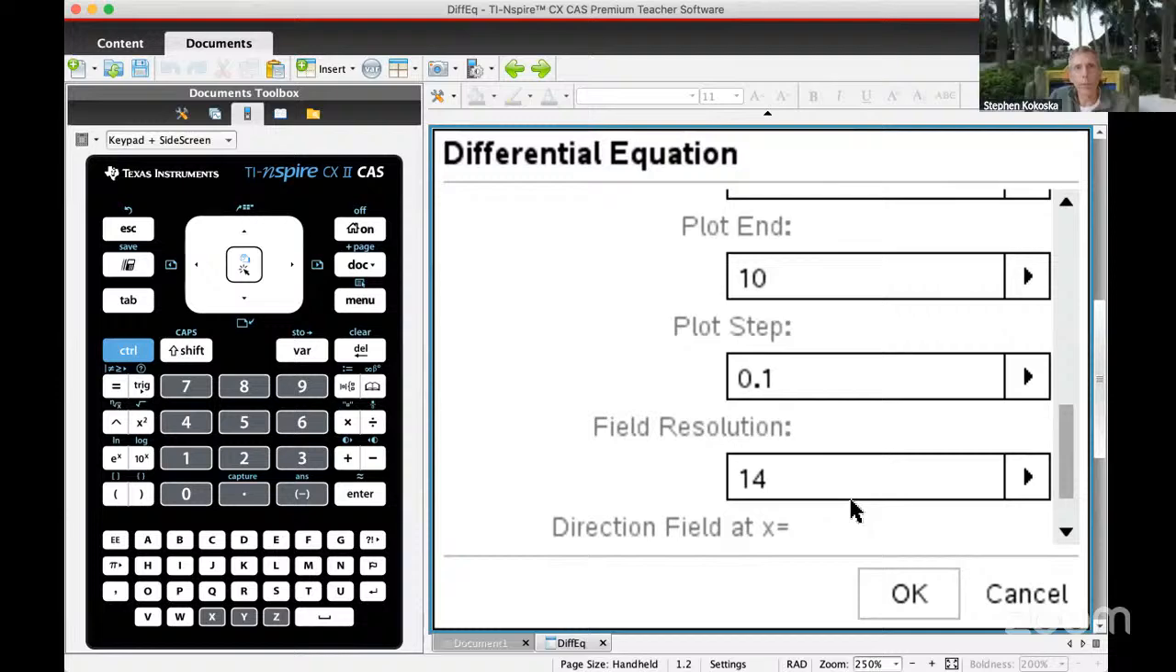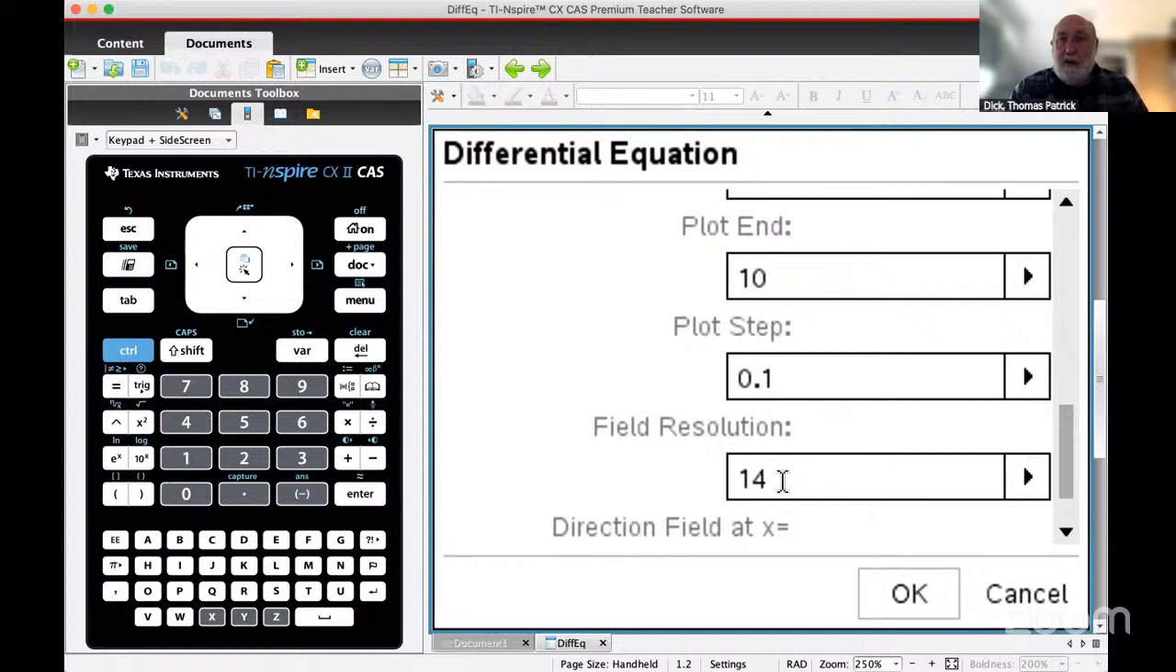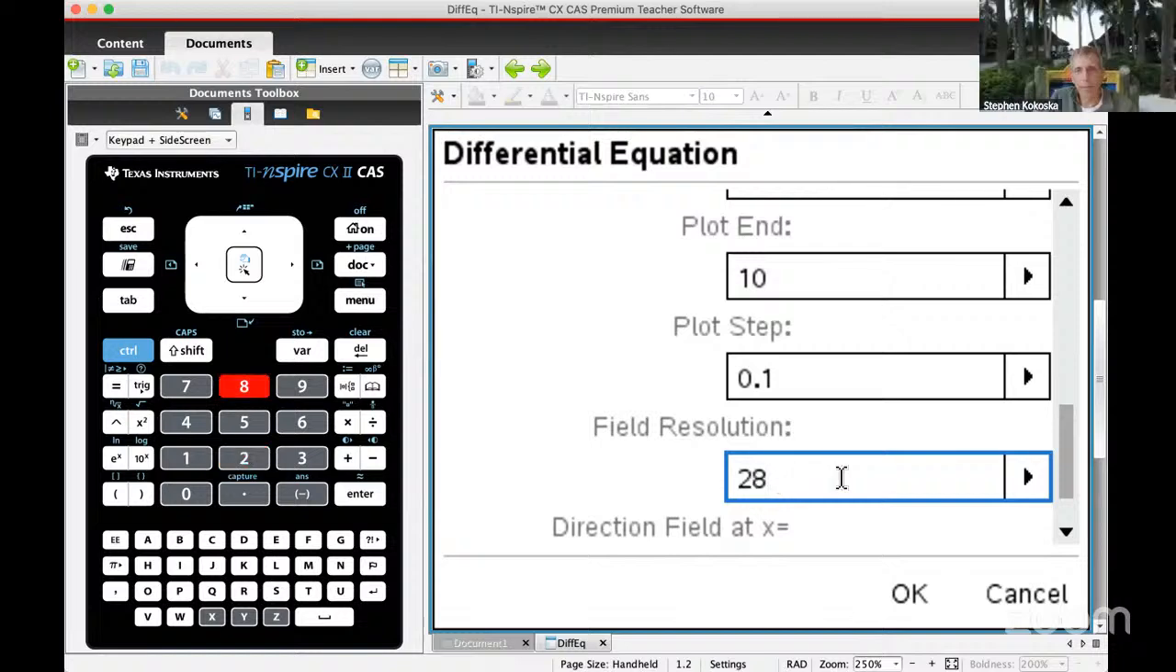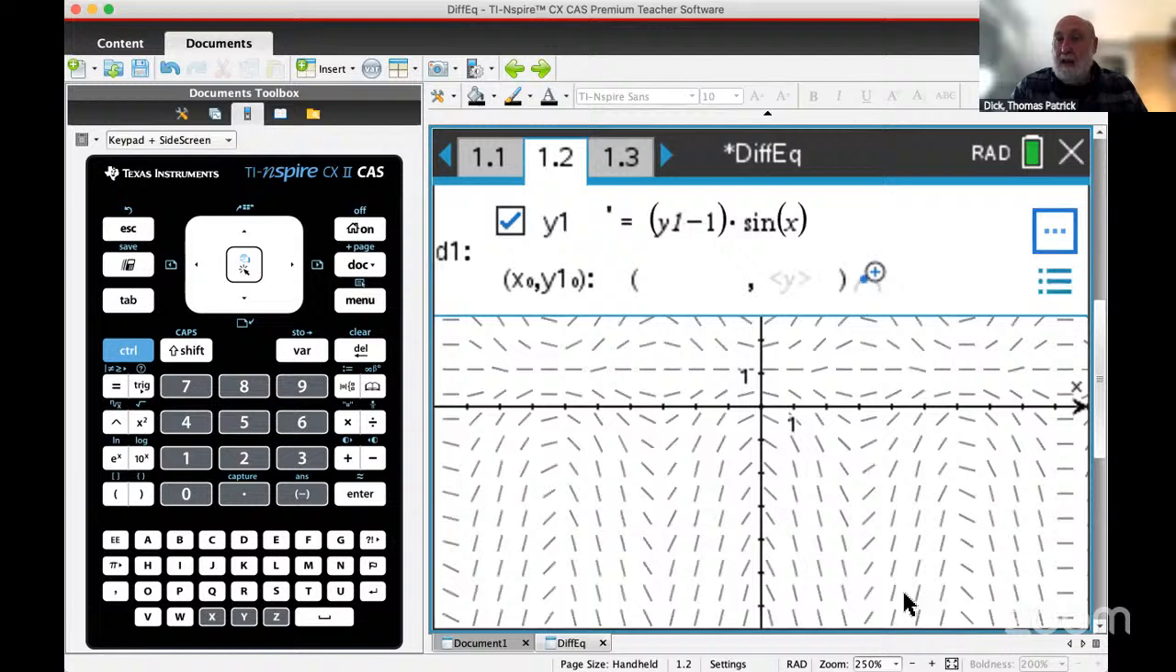There we go. There's a comparable number, because the window is not a perfect square, there would be fewer vertically. So let me double that to 28. Okay, and let's do okay. Now we see a much finer looking slope field there. And you can put in any number. 30 would have been fine too. I just, for convenience, doubled that.